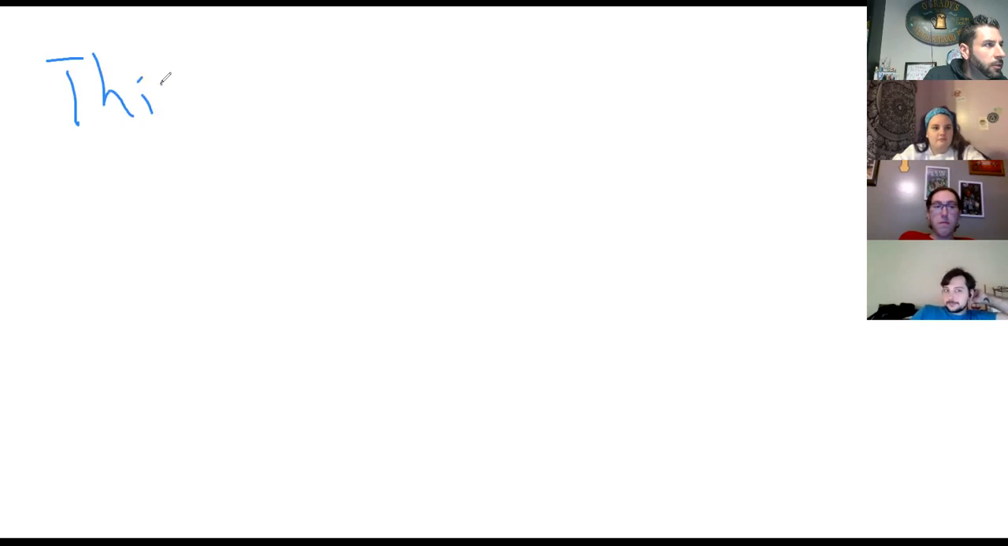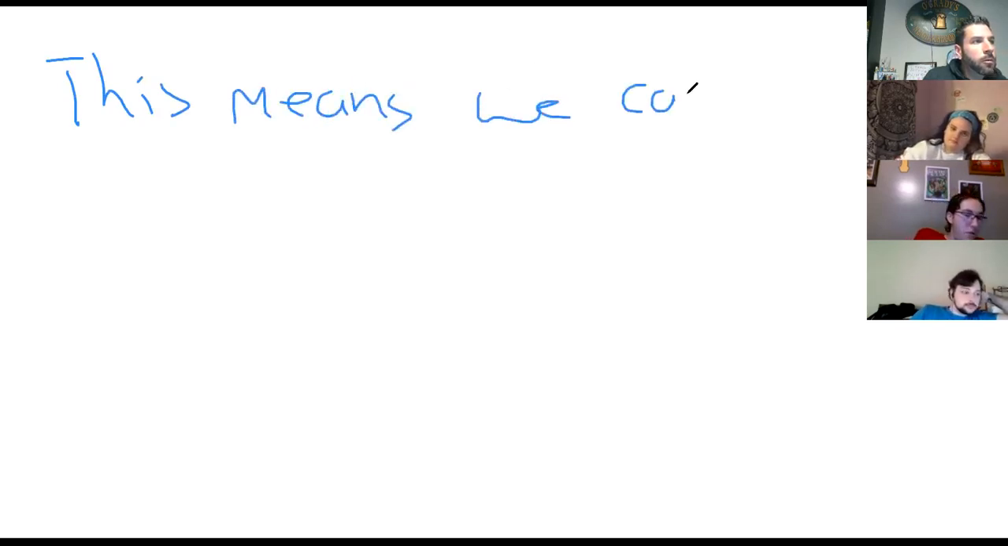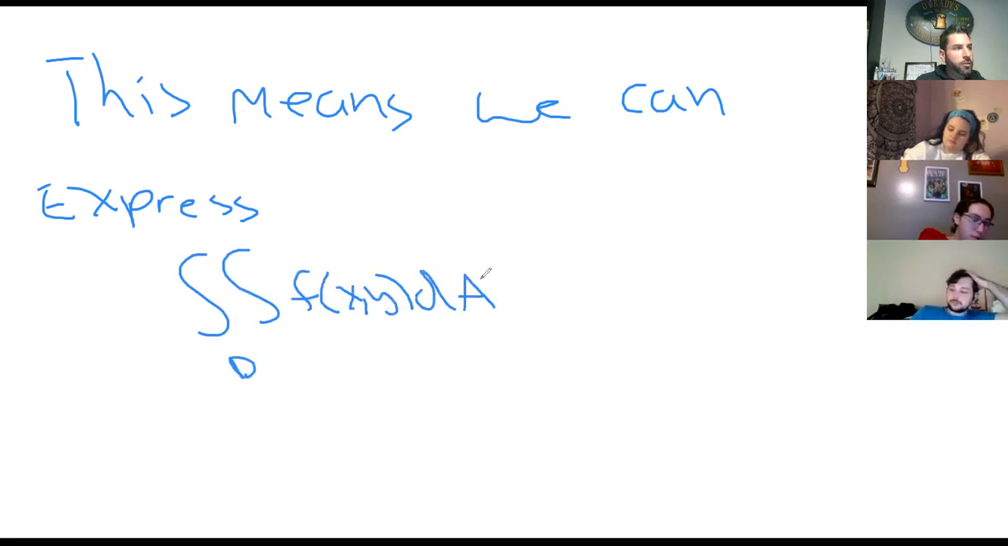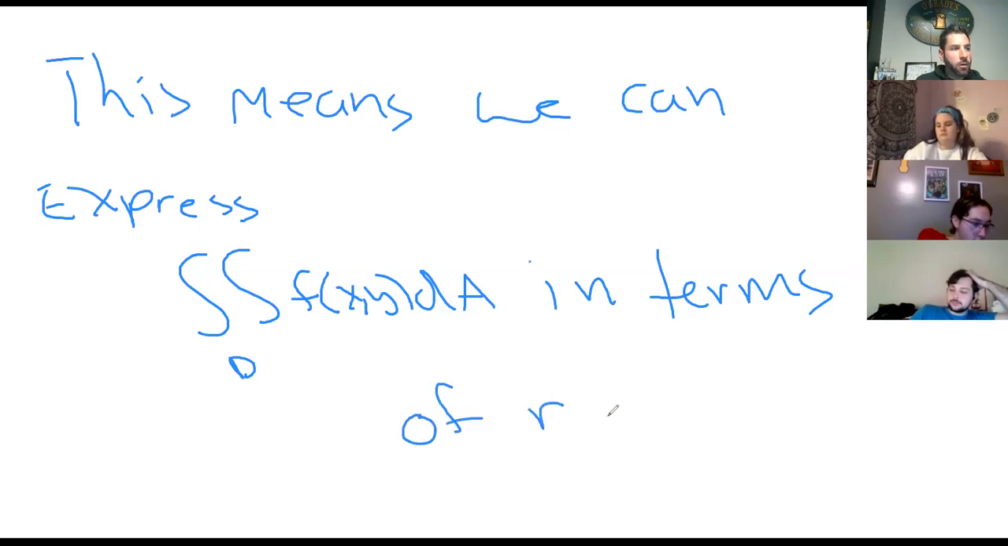Okay. So what does this mean? This means we can express this creature. So what did we have before? We had this double integral with this dA. We can express this in terms of r and theta instead of x's and y's.